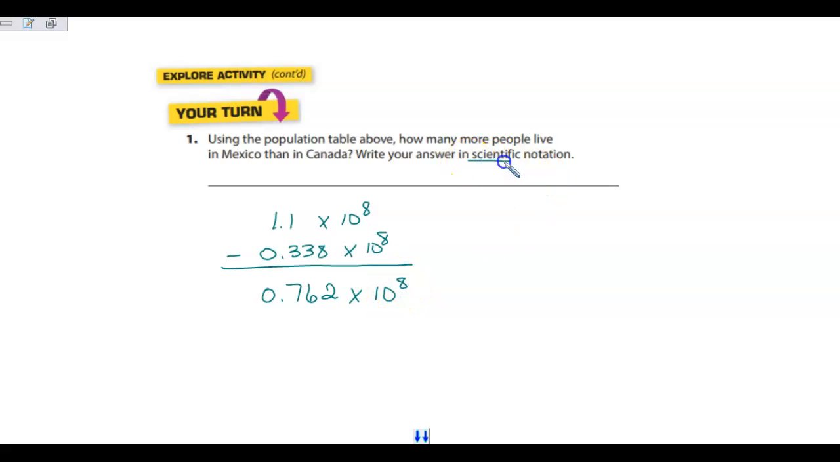Now, they want us to write it in scientific notation. Is this in scientific notation? If you said no, you're correct. We want that decimal to be where there's one digit between 1 and 9 in front of that decimal. And right now, we have a 0 in front of that decimal. So we need to move that decimal one place to the right so that we have 7.62. And then our power of 10 is going to be, if you said 7, that's correct. Okay.